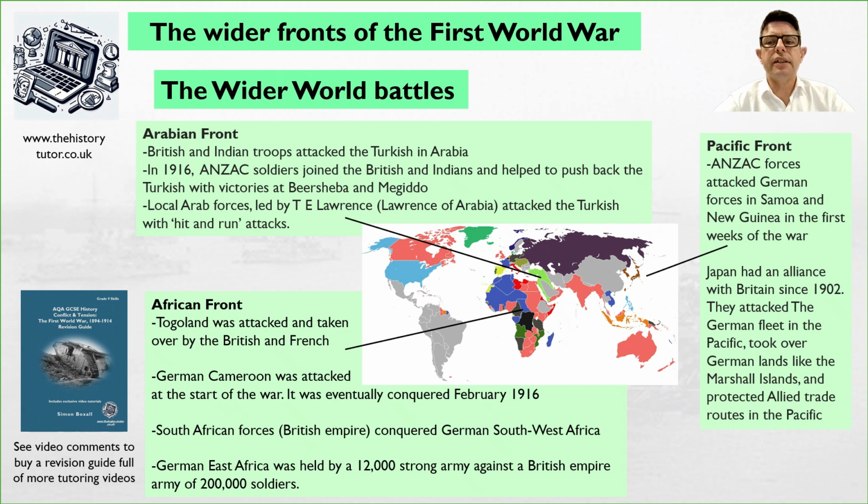Then we do have some war in the Pacific as well. Anzac forces attacked German forces in Samoa and New Guinea in the first weeks of the war and took over those lands. Japan had an alliance with Britain. They were involved in the war supporting Britain. They attacked the German fleet in the Pacific. They took over the German lands like the Marshall Islands, and they generally protected trade routes in the east for the Allies.